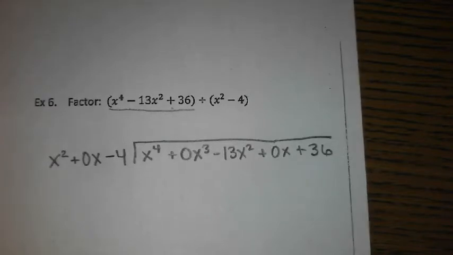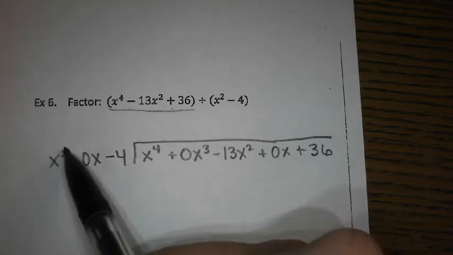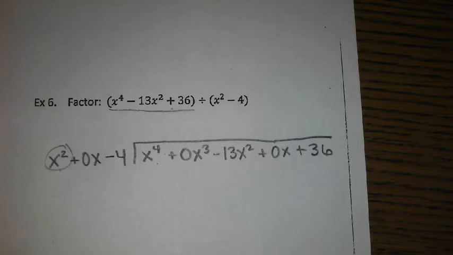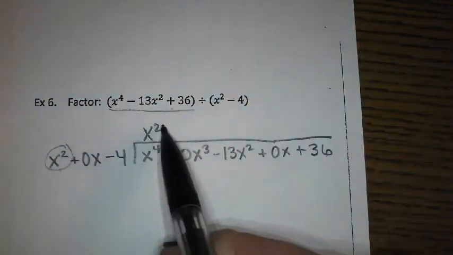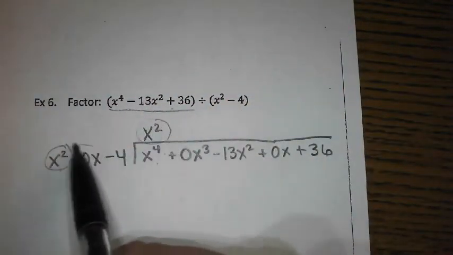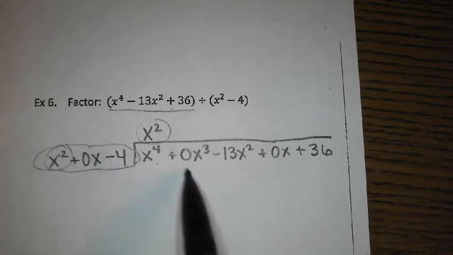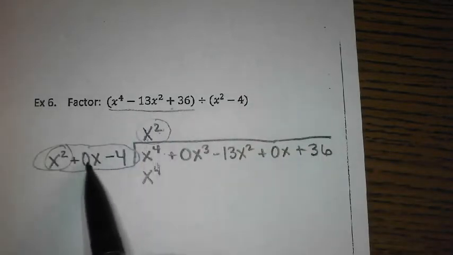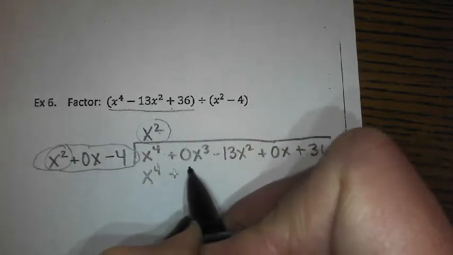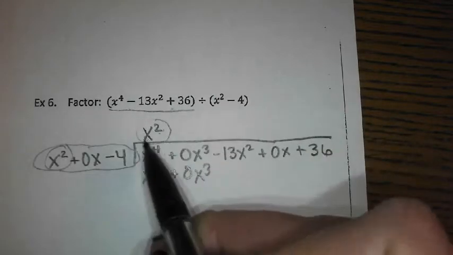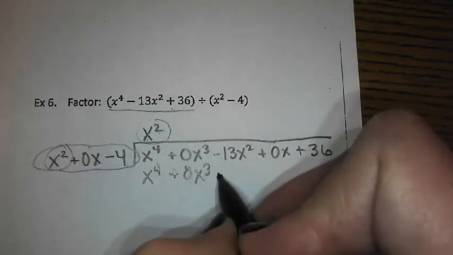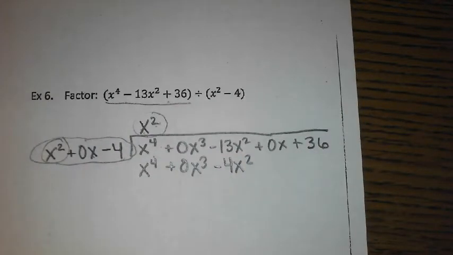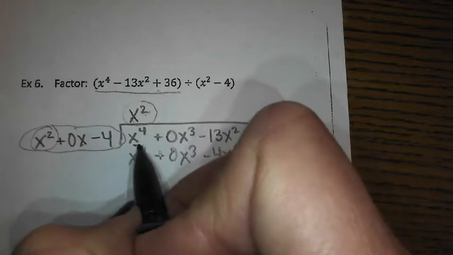And I'm going to start the process. Are we ready? Leading term, x squared, times what would make x to the 4th? Another x squared. So I'm going to take that x squared and multiply it by the entire trinomial and line it up. x squared times x squared is x to the 4th. x squared times 0x is how many x cubes? 0x cubes. x squared times negative 4 is negative 4x squared, right?